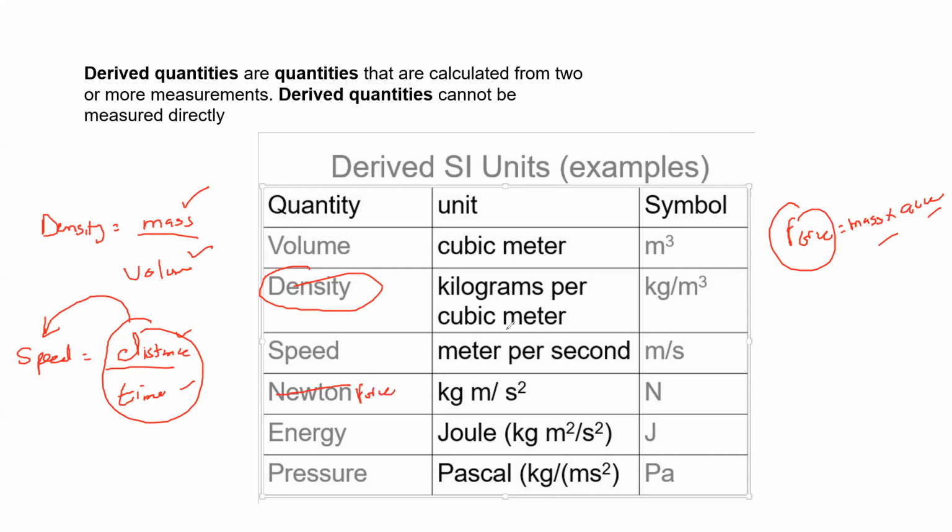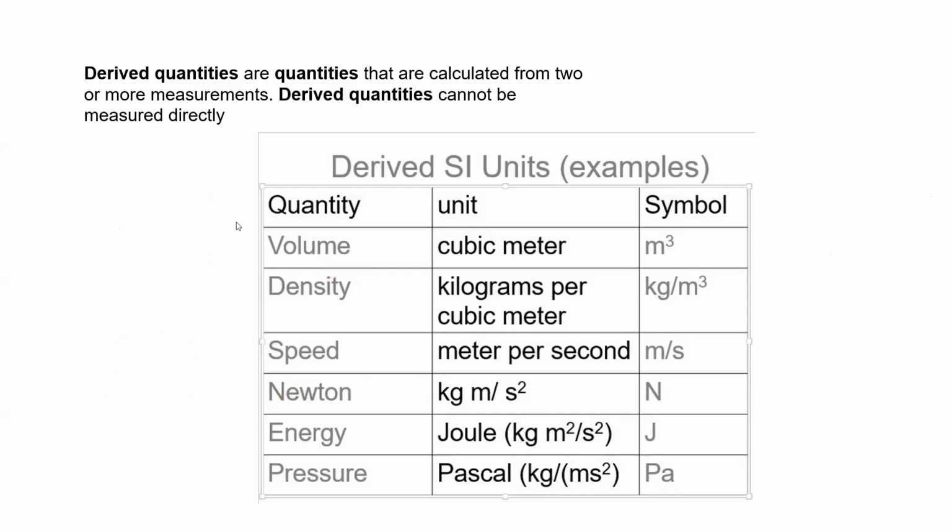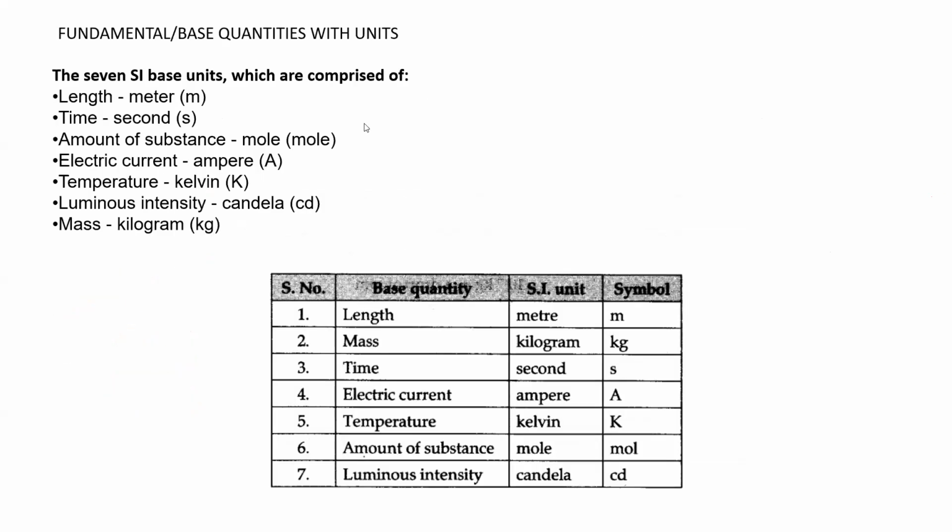So the easiest way to work out whether it is a derived quantity or a fundamental one: if you remember the 7 fundamental quantities, any quantity other than these 7 is always a derived quantity. So if I give an example, we have to sort out these quantities as fundamental and derived.